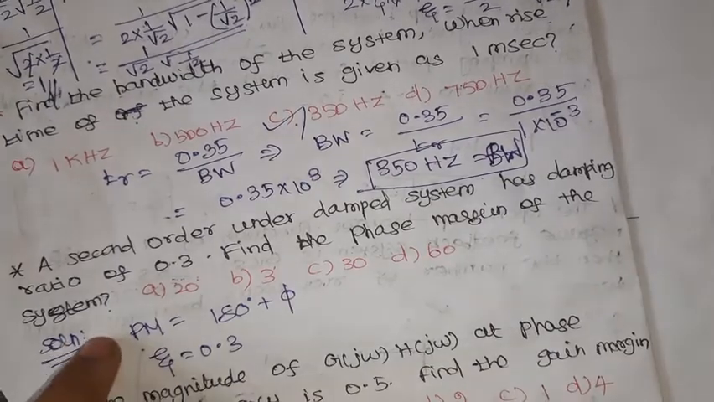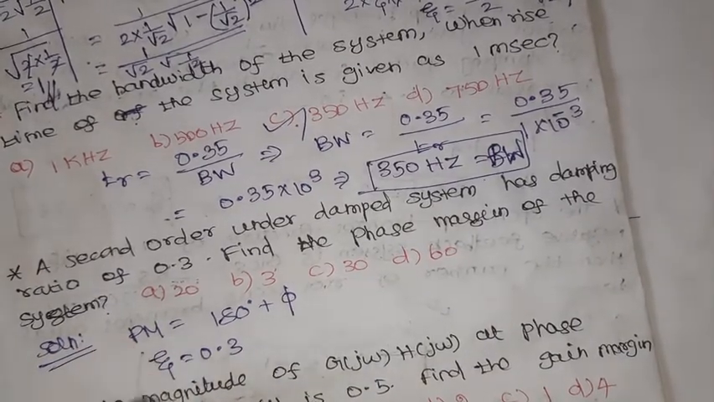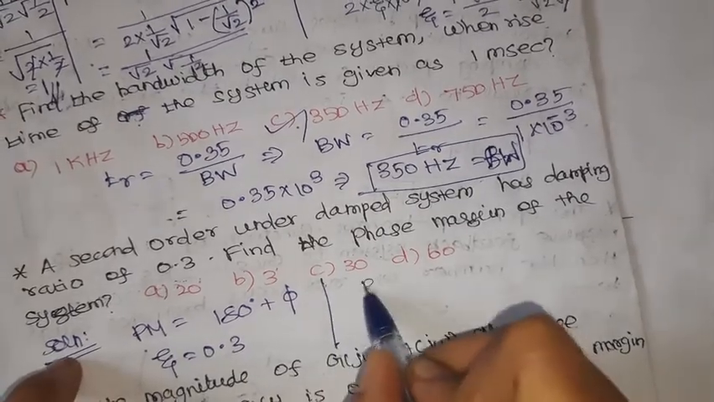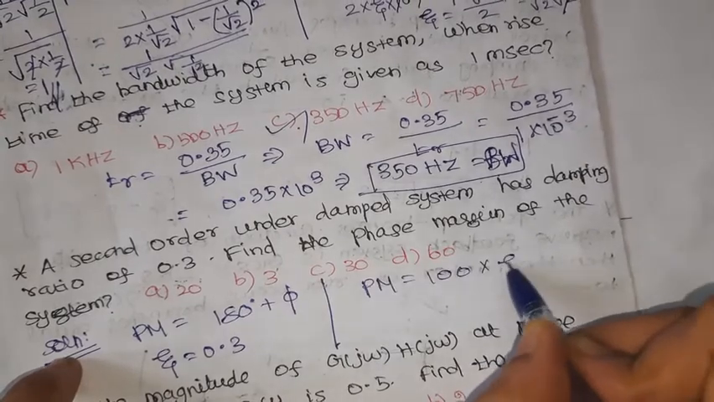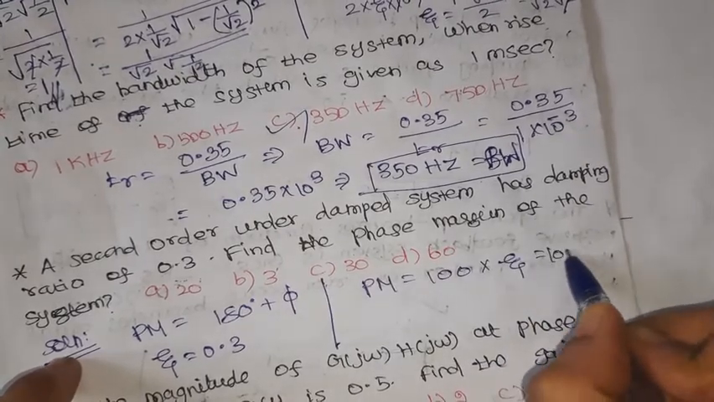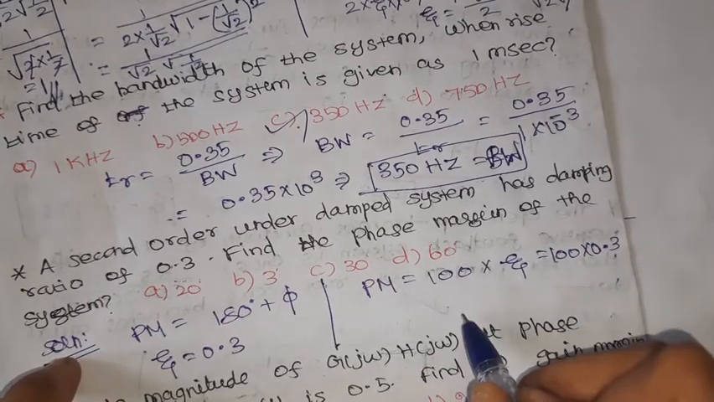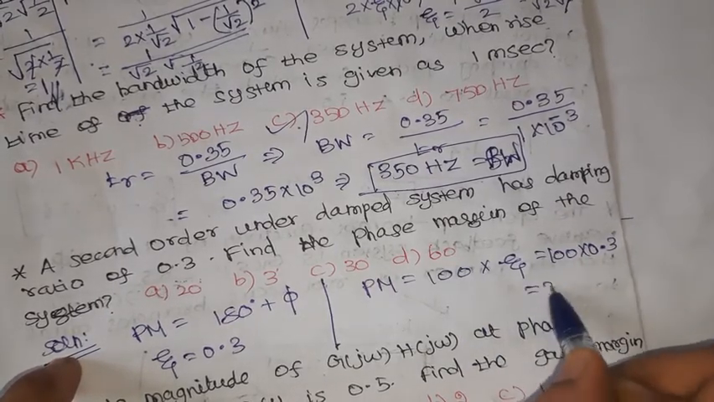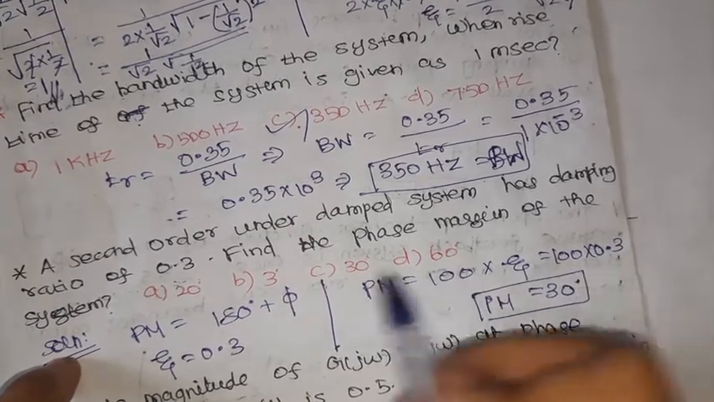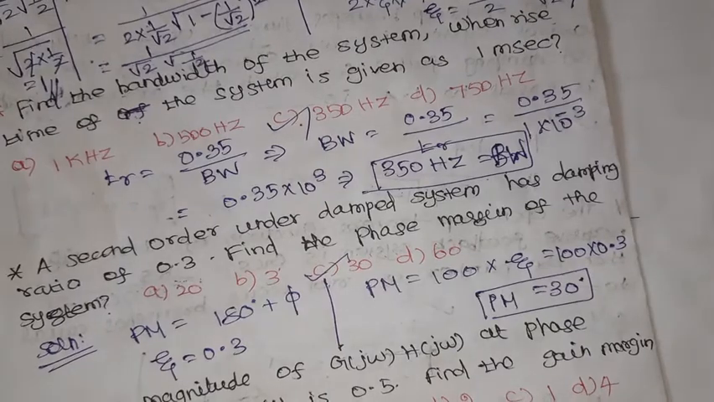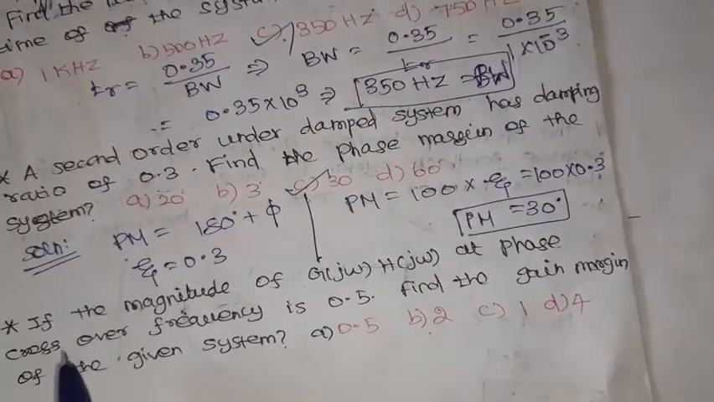How do we find the phase margin? What is the relation between phase margin and zeta? Phase margin is equal to 100 into zeta. 100 into zeta is 100 into 0.3. What will we get? 30. So the phase margin is 30 degrees. Option C, 30 degrees, is the right option for this problem. We'll move on to the next problem.